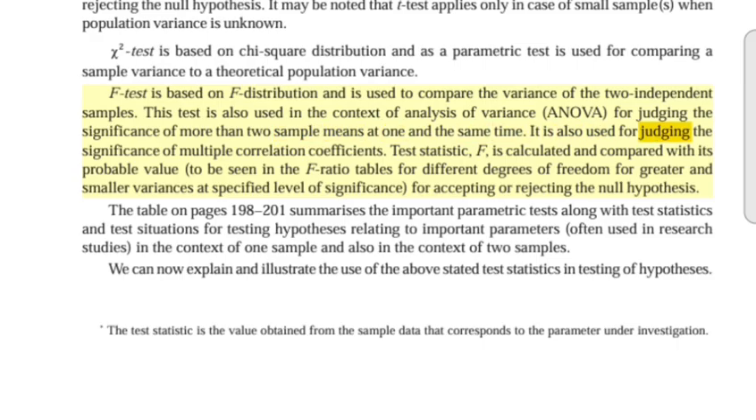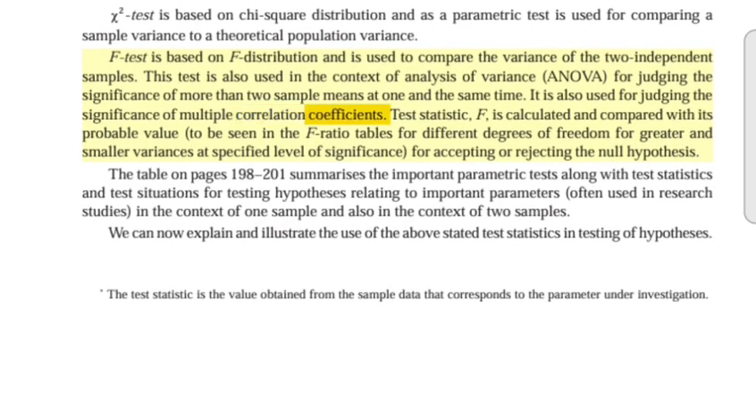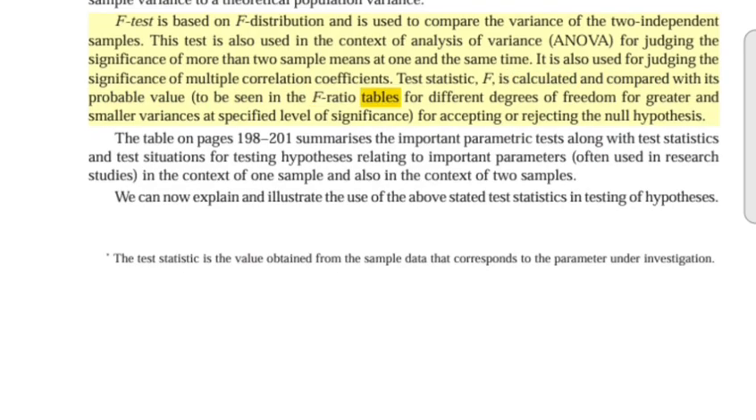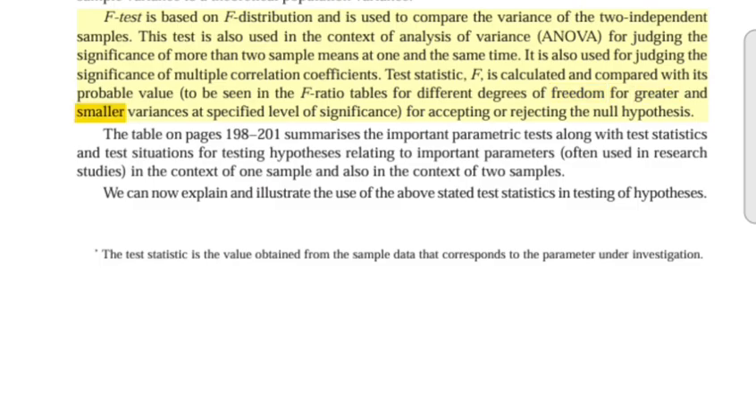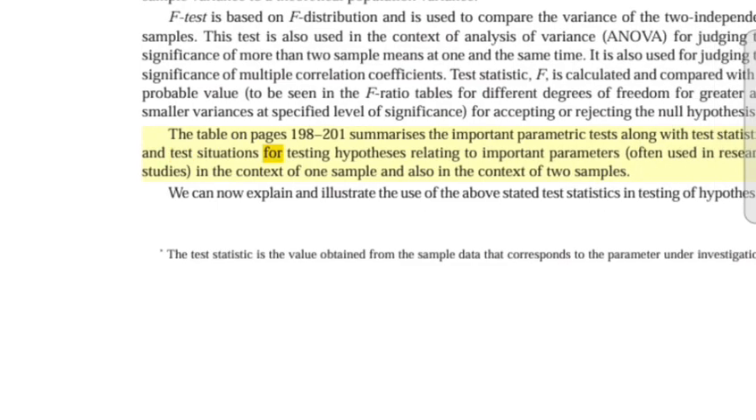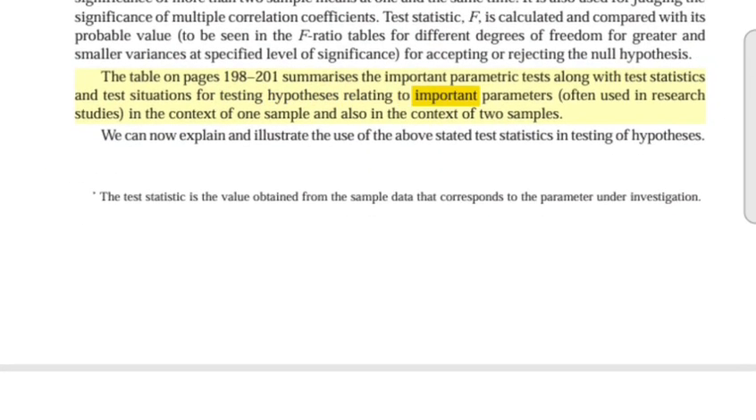It is also used for judging the significance of multiple correlation coefficients. The test statistic, F, is calculated and compared with its probable value, to be seen in the F-ratio tables for different degrees of freedom for greater and smaller variances at a specified level of significance, for accepting or rejecting the null hypothesis. The table on pages 198 to 201 summarizes the important parametric tests along with test statistics and test situations for testing hypotheses relating to important parameters often used in research studies, in the context of one sample and also in the context of two samples.